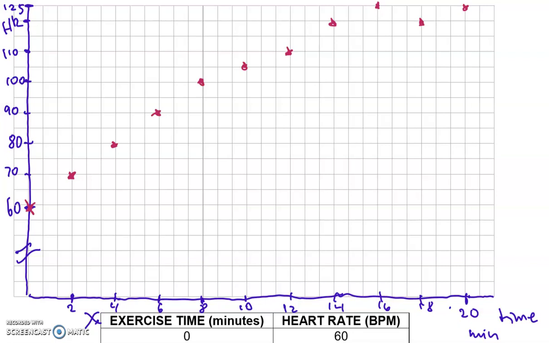And so we go in 2-minute increments. I use 3 boxes for each 2 minutes, and then it goes to 20 minutes. And then here's the heart rate. I put a break into the y-axis just to maximize the space here. And so this is not linear. These 2 lines here denote that it's not linear on the bottom here. We're starting here with 60, and we go up for every 2 boxes 10 beats per minute, all the way up to 125 on the heart rate.